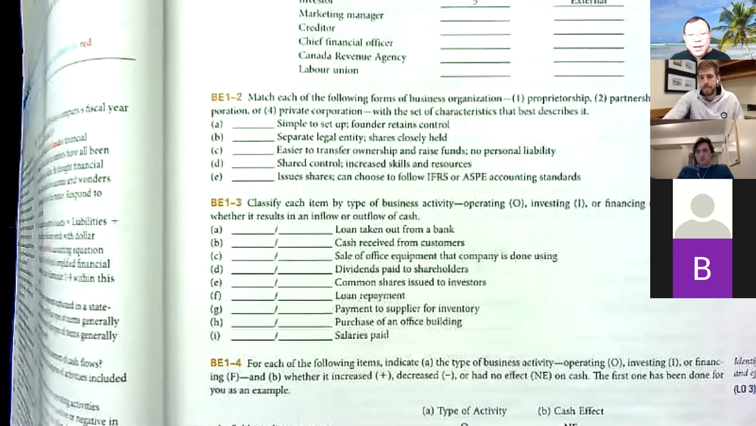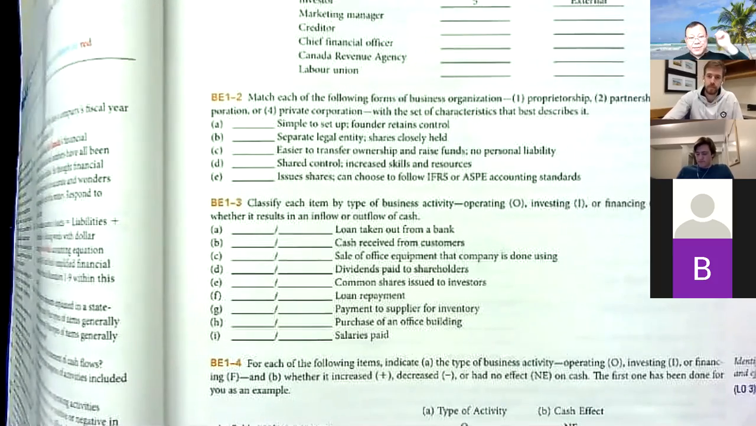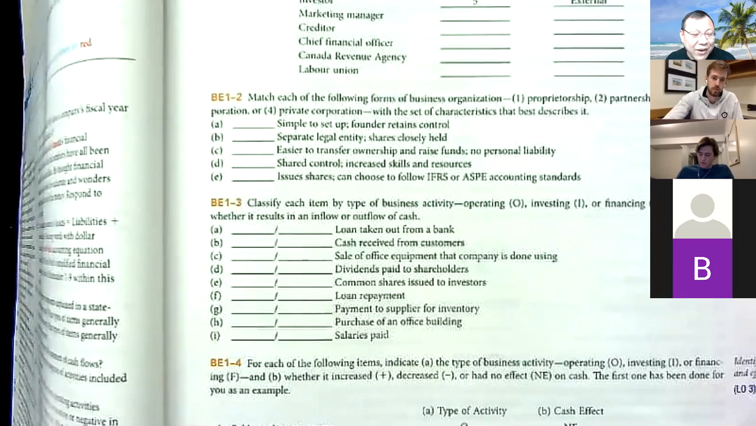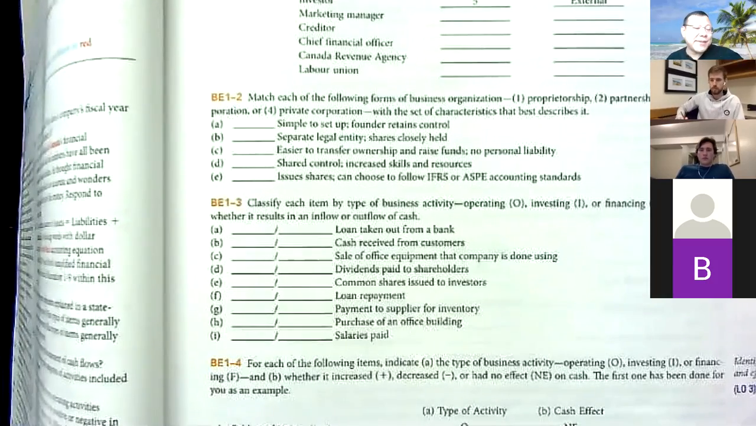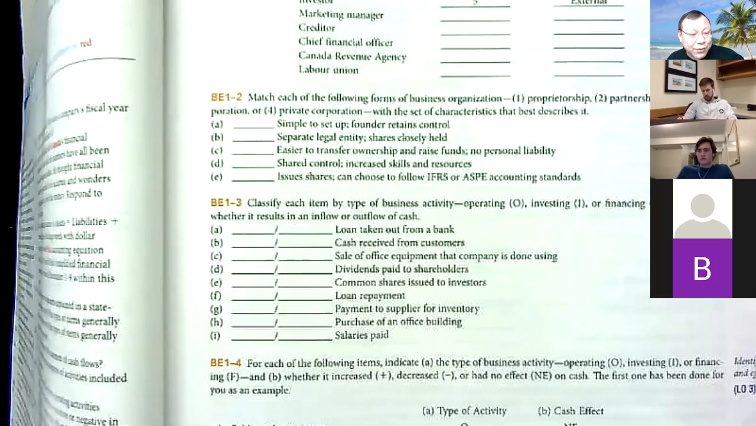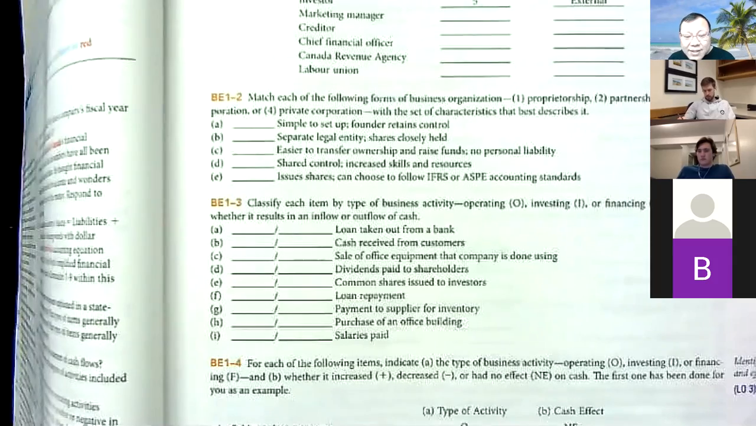Very good job. Salary paid. Operating activity. Operating activities, right? It's about your current liability, right? So you pay people salaries, and the fact you pay them, it's an outflow, right? Okay, you guys did a good job.